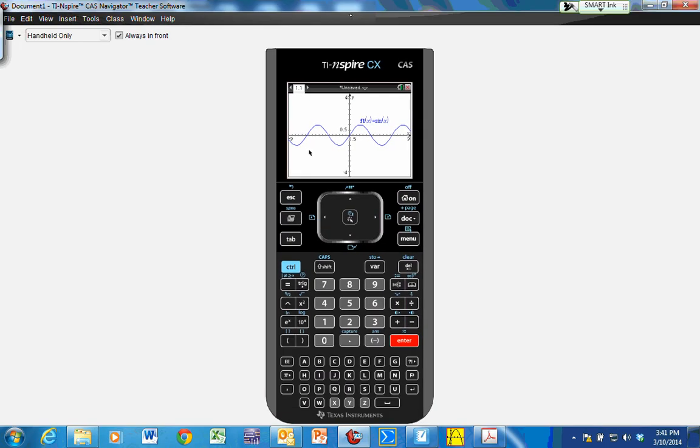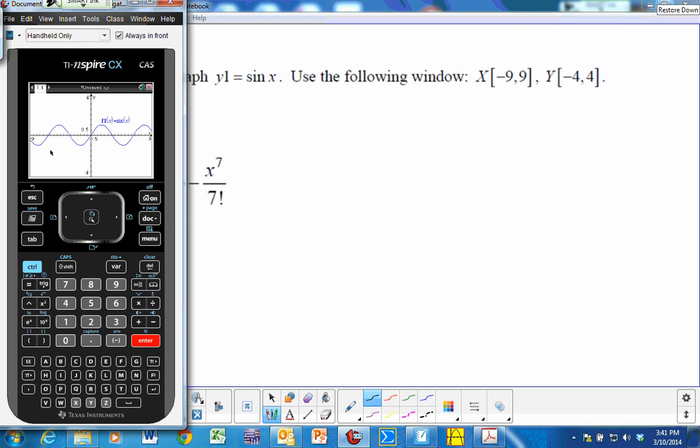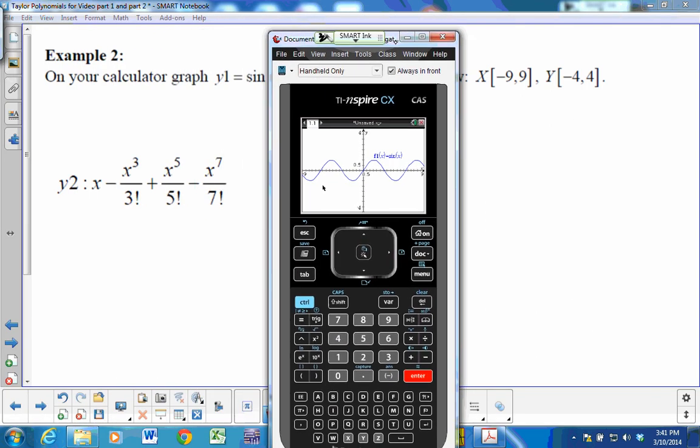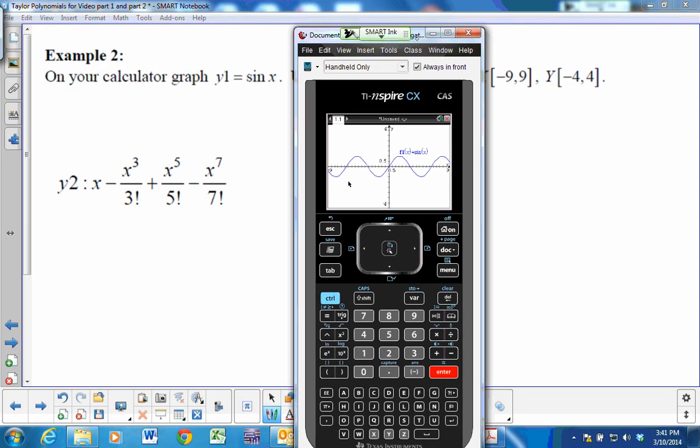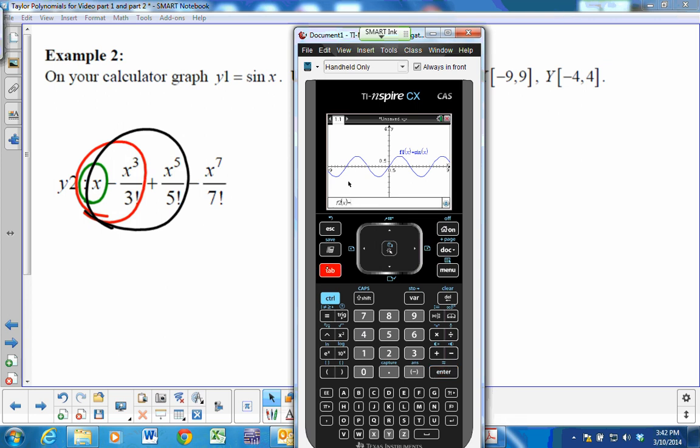Then we're going to graph each of these parts one at a time. So in y2 only, I'm going to graph just y equals x. Then in y3, I will graph this, and then in y4, I will graph this, and so on. And we're going to look and see how close we get. So let's hit tab, and let's go ahead and graph just y equals x.